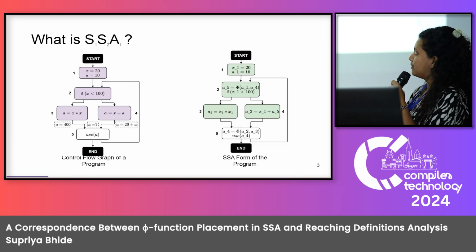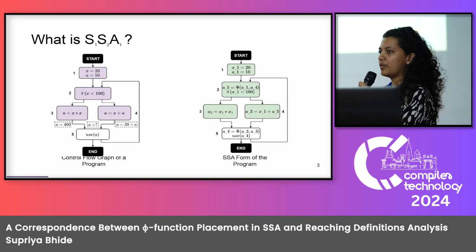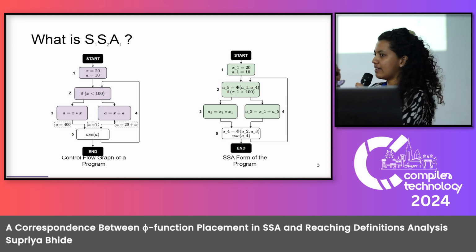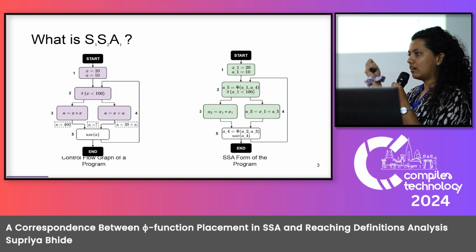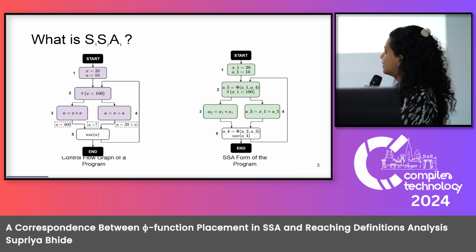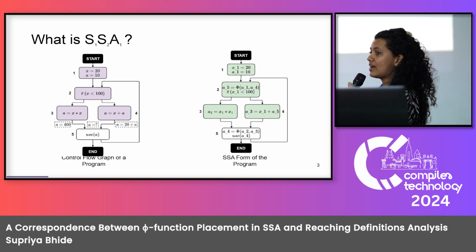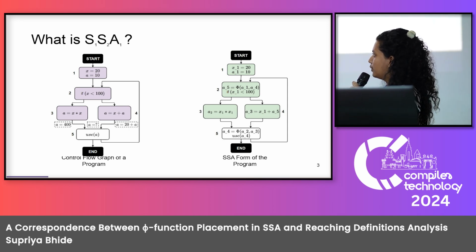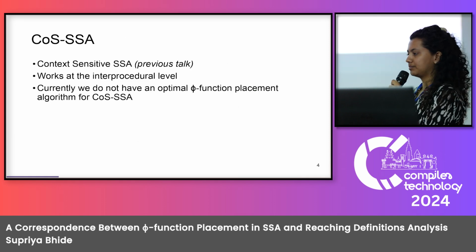So we have a control flow graph on the left, and we have its SSA form on the right. As we can see, every variable has been renamed, every definition has been given a renaming in order to make it unique. However, we notice that at node 3, a definition of A with the value of 400, for example, here reaches node 5, and a value of A with this particular value reaches node 5. So in order to take care of this situation, we insert a phi function.